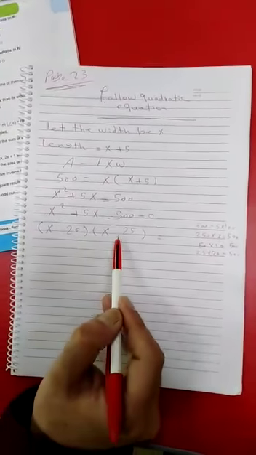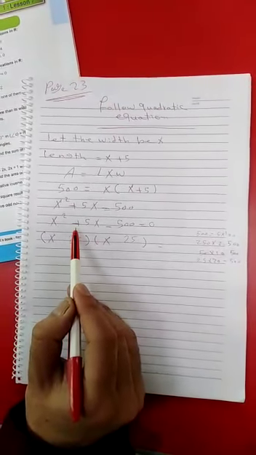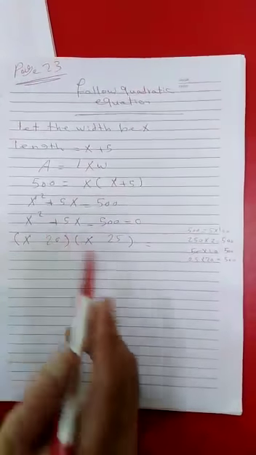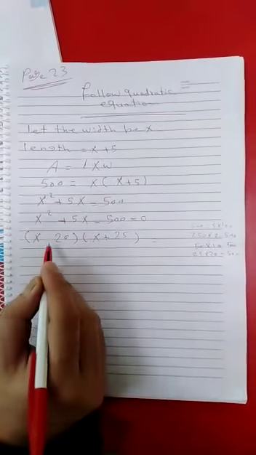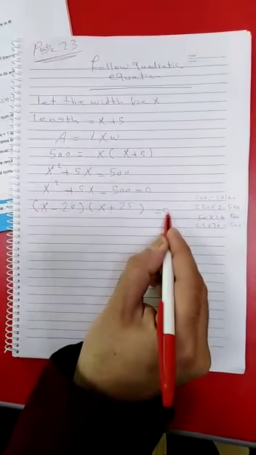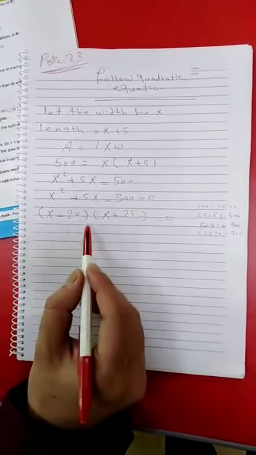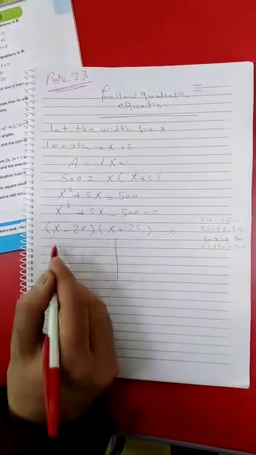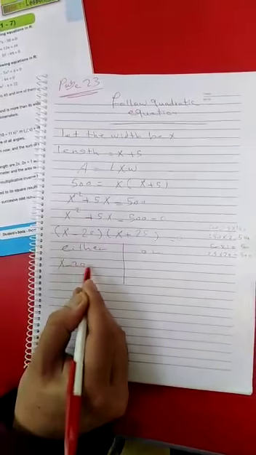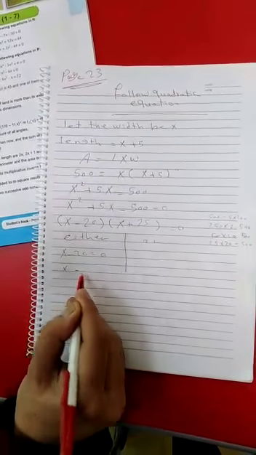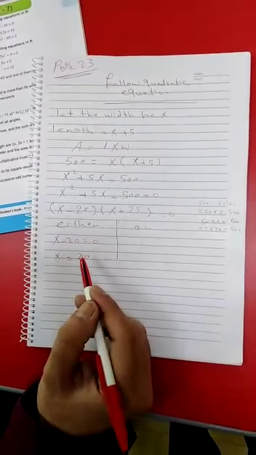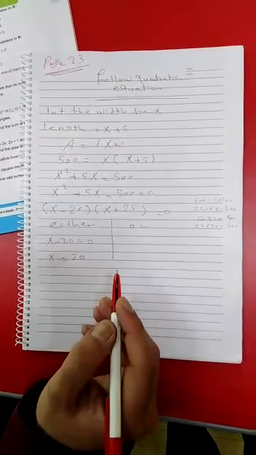Okay, the greater factor has the sign of the middle term, and the other factor has the opposite sign, equals 0. The product of two factors equals 0, so either x minus 20 equals 0, and by transposing negative 20 with opposite sign, x will be 20.